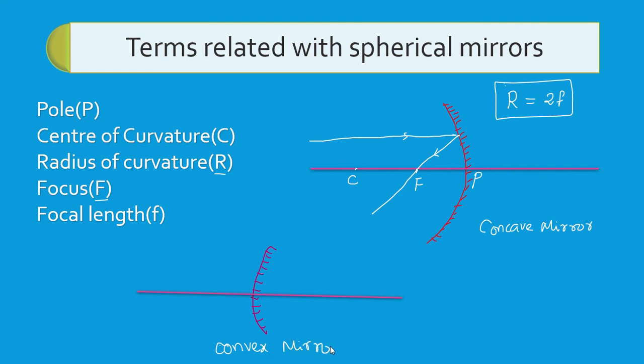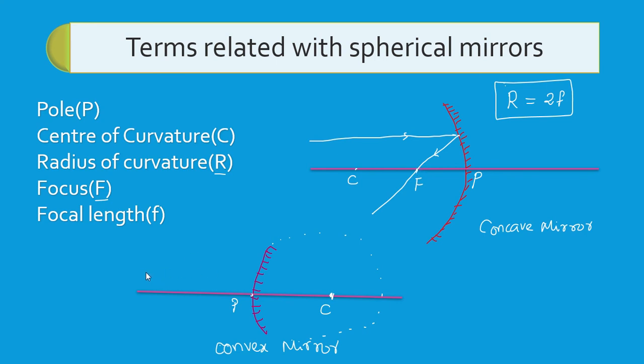So this is a convex mirror. The reflecting surface is bulging outward. So here also it has a pole. See, since it is bulging outward, it's a part of a spherical reflecting surface, right? So the center of the spherical reflecting surface is going to be this side, right? Now, we have seen that in the case of a concave mirror, when a ray of light parallel to the principal axis hits the mirror, it passes through a point on the principal axis. That point is called the principal focus.